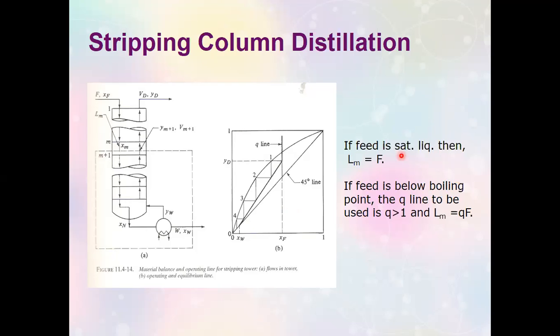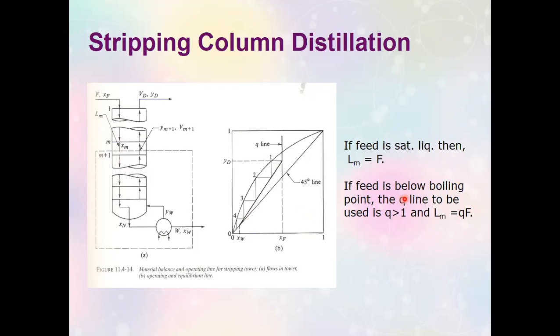Now, if our feed is saturated liquid in this case, the L sub M, the liquid that goes down the column coming from stage M in your stripping distillation column, will just be equal to F. Even if we don't have this said in here, assuming constant molal overflow, all the liquid that goes down is constant. Whatever liquid phase is received by a stage is the same liquid phase that leaves the stage. That's constant molal or molar overflow.